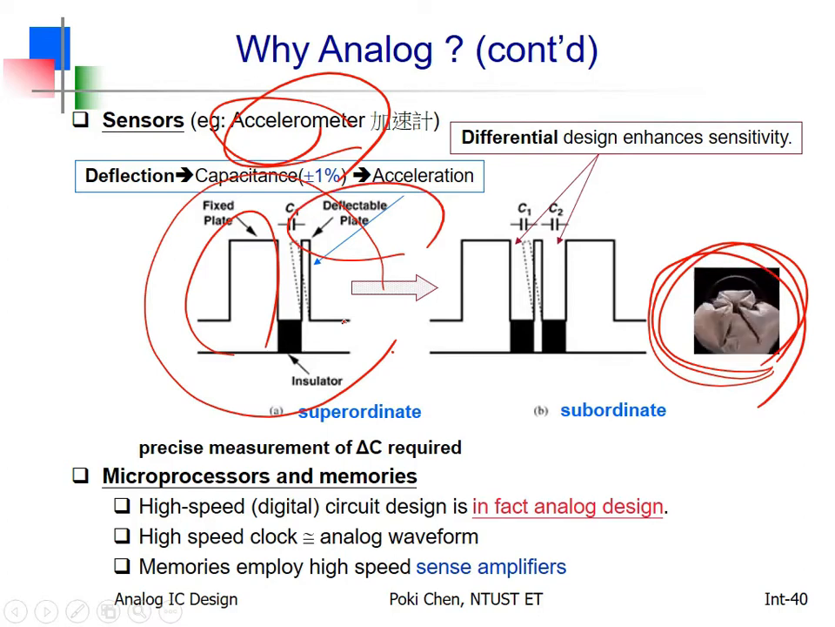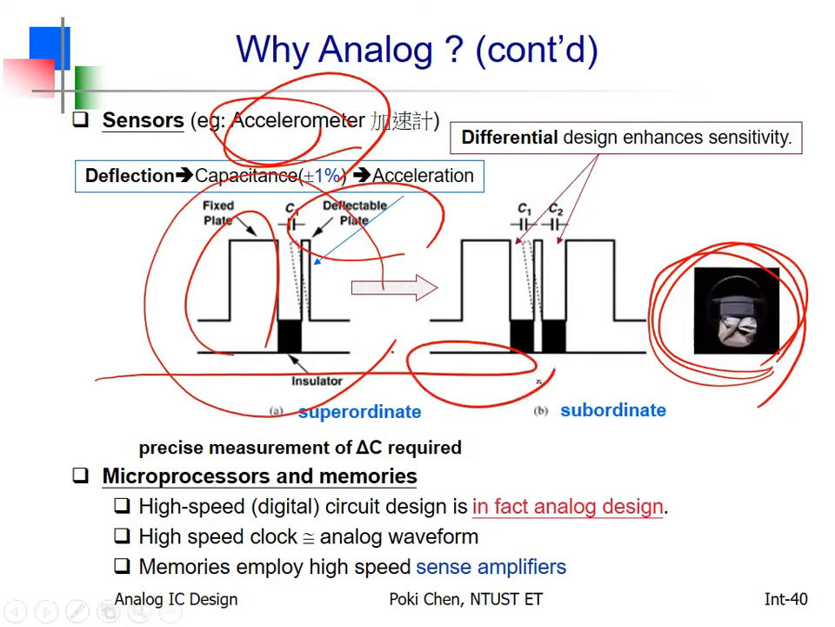So you see, if your car is accelerated in that direction, then the deflectable plate will be bended backward. That's it. So it means what? The capacitance between those 2 plates, one is fixed, the other one is deflectable. The distance will become smaller, right? So it means what? The capacitance will be increased. Oh, it means the car is accelerated to the right.